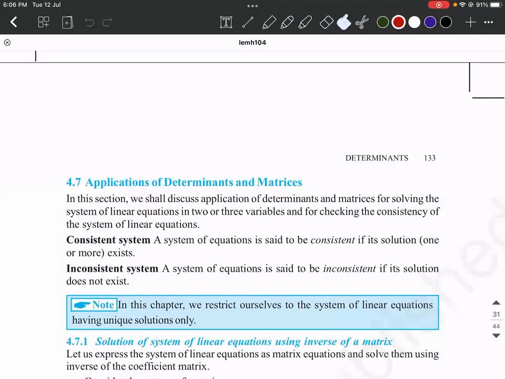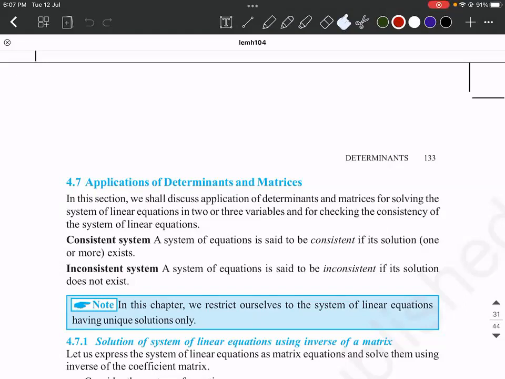So what do you mean by simultaneous linear equations? You know what linear equations are, right? Linear equations are those equations where the variables have the highest power of 1. So if you ask me, can determinants be used to solve quadratic equations? No. Cubic equations? No. It is only used to solve linear equations in two variables.